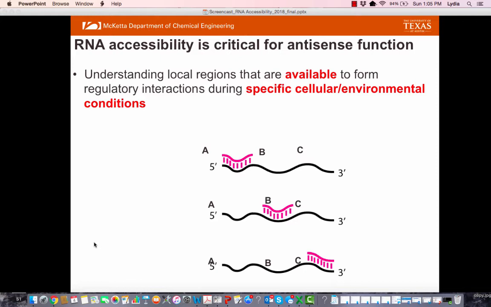As we can imagine, the notion of accessible regions, here shown as stretches that can bind an mRNA here in black, is key for regulatory RNAs to be able to recognize and physically contact their targets via antisense hybridization interactions. Importantly, these availabilities or accessibility within the molecule could be highly dependent on the cellular environment and on environmental conditions.